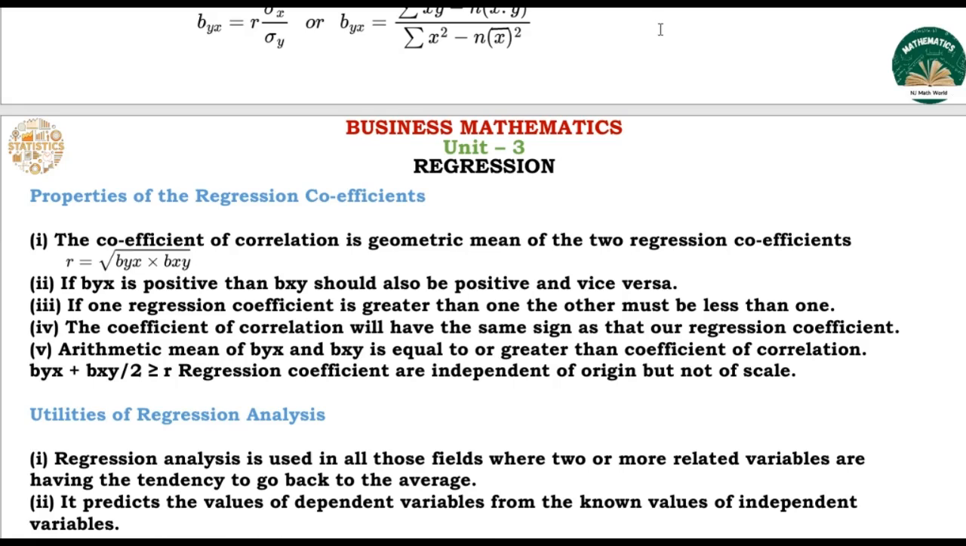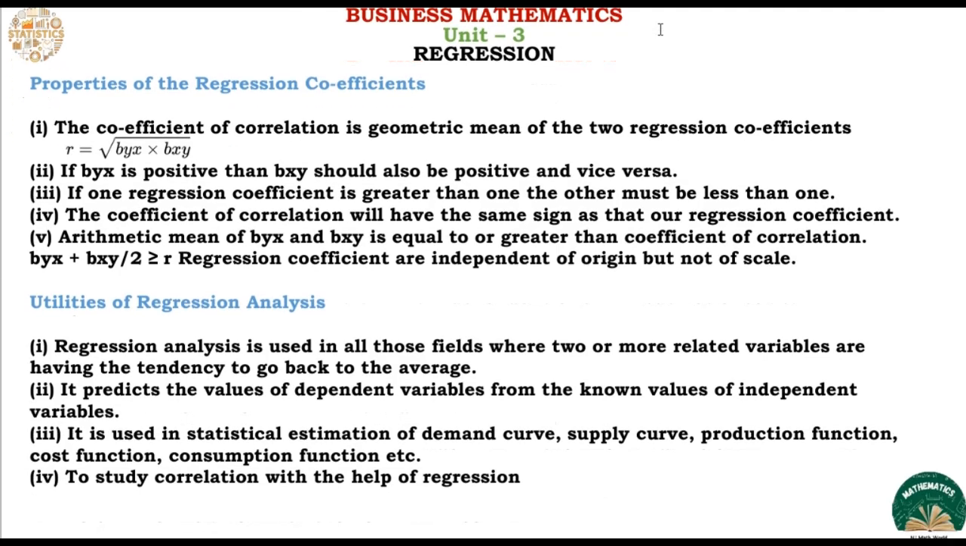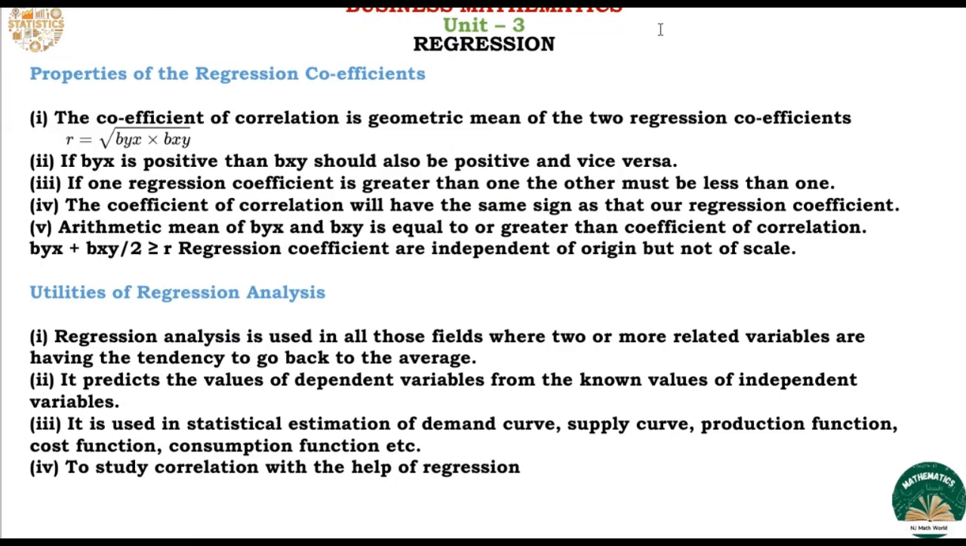If byx is positive, then bxy should also be positive, and vice versa. If one regression coefficient is greater than one, the other must be lesser than one. The coefficient of correlation will have the same sign as that of the regression coefficients. The arithmetic mean of byx and bxy is equal to or greater than the coefficient of correlation. (byx plus bxy) divided by 2 will always be greater than or equal to r. Regression coefficients are independent of origin but not of scale.